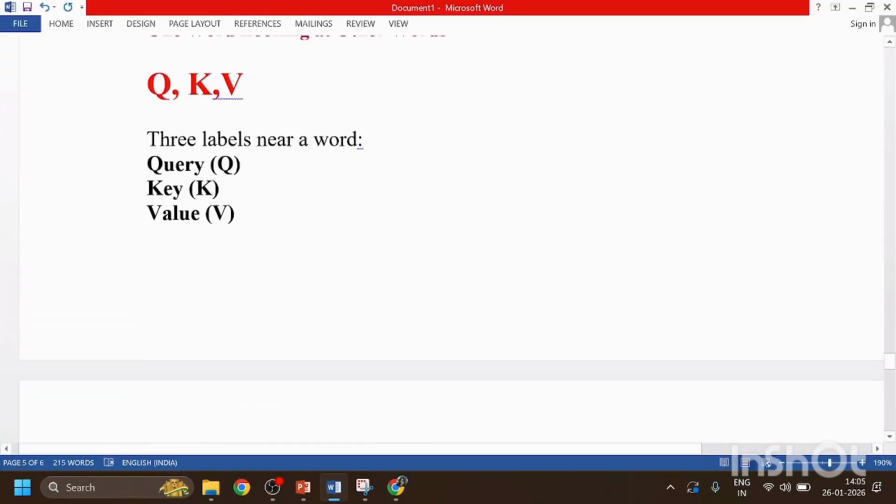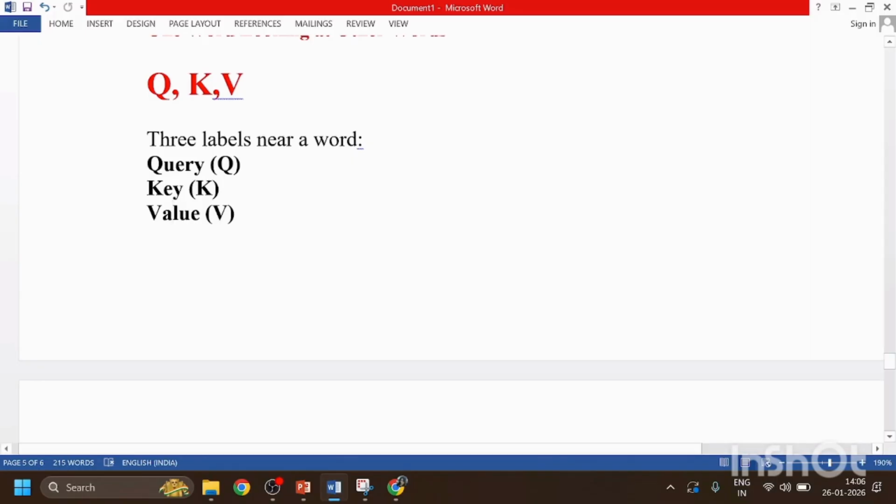Now we are going to move to Q, K, V. You might hear terms like query, key, and value. Query is what a word is looking for. Key is what other words offer. And value is the actual information that gets passed forward.